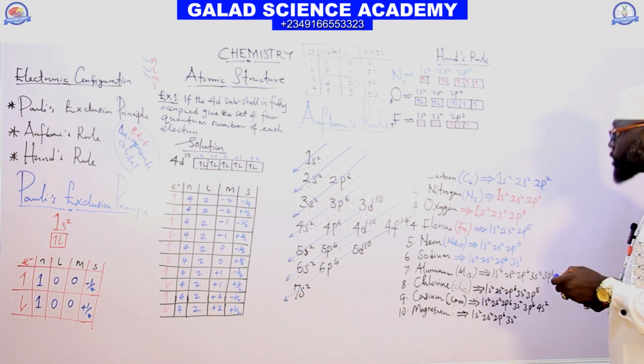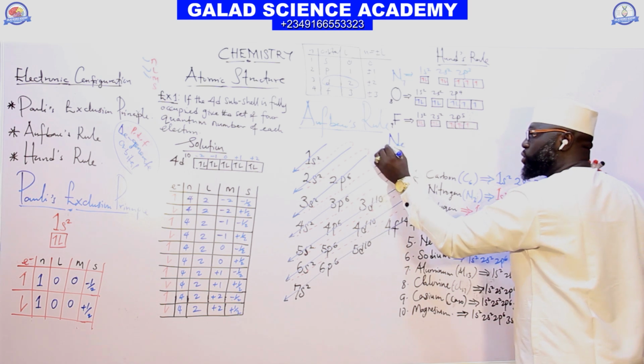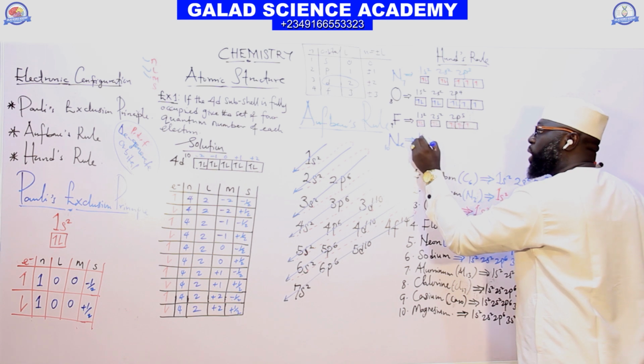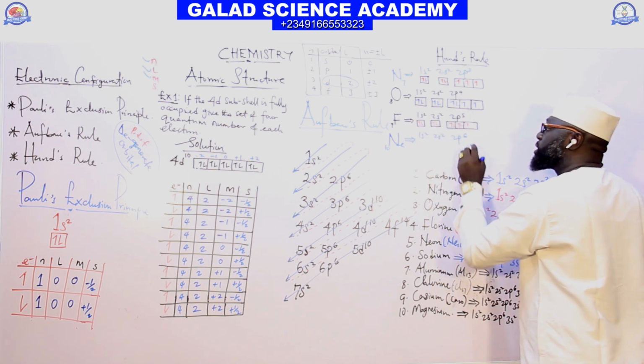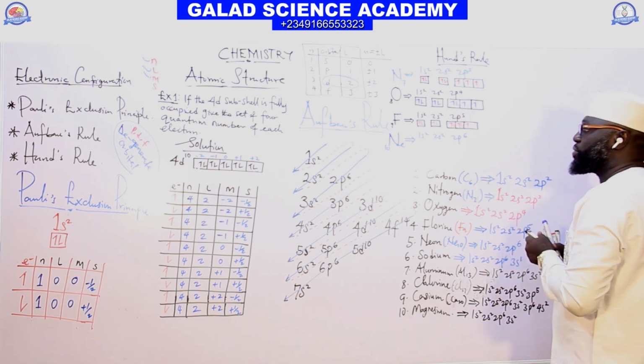Let's do it for the last one, which is neon. Neon is 10, where we have 1s2, 2s2, 2p6. So for the neon, we have what?